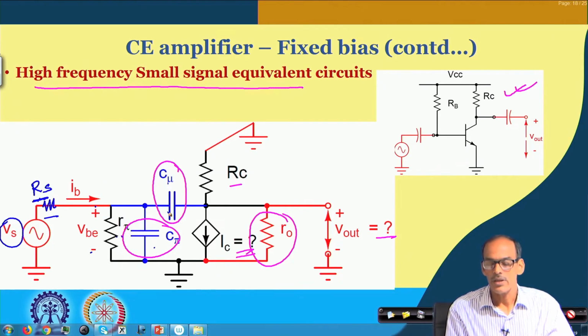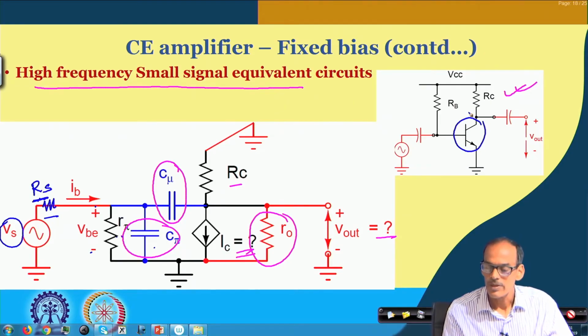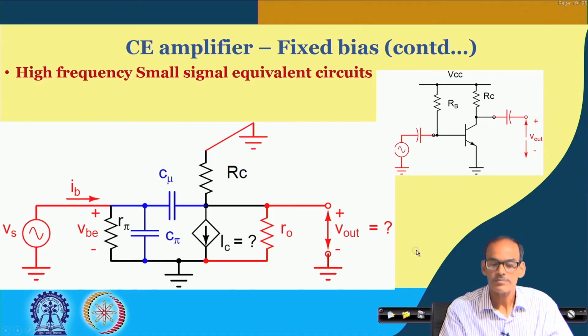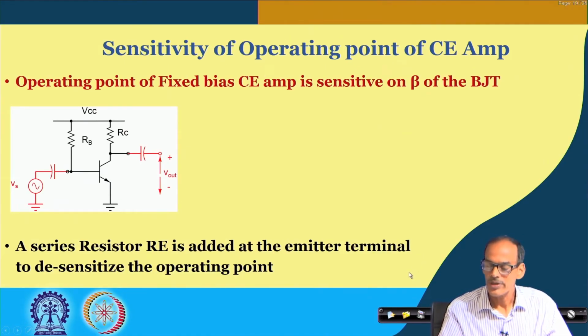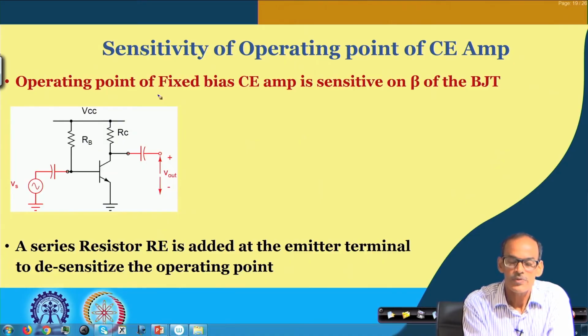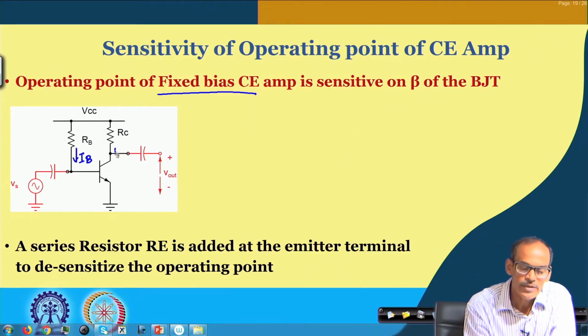Now, let me highlight one issue that this fixed bias CE amplifier has, particularly that the operating point is sensitive to beta of the transistor. So, let me use a different slide to discuss that point. Sensitivity of operating point of the CE amplifier, particularly if it is fixed bias. If IB is decided by this RB and VB1 and VCC, then the collector current IC is beta times IB.